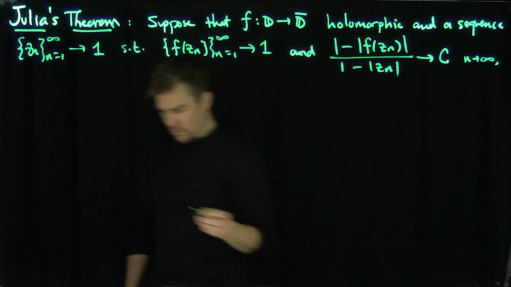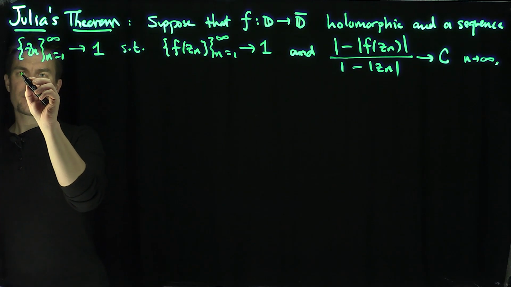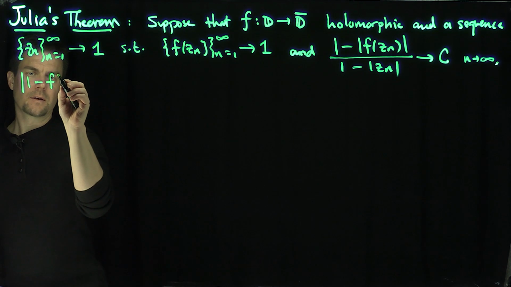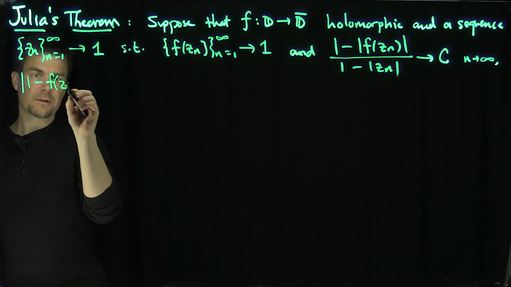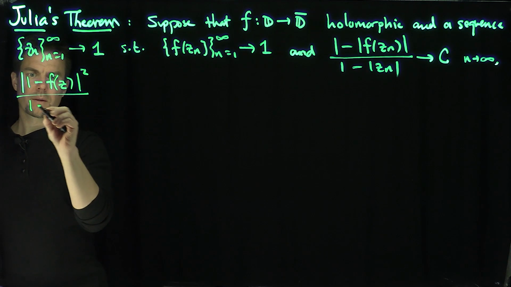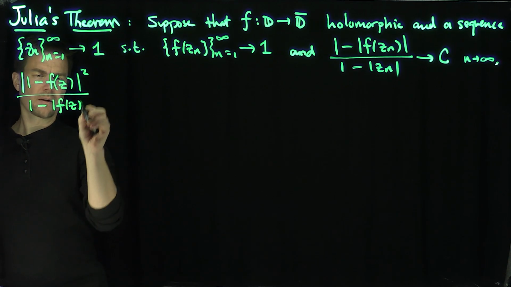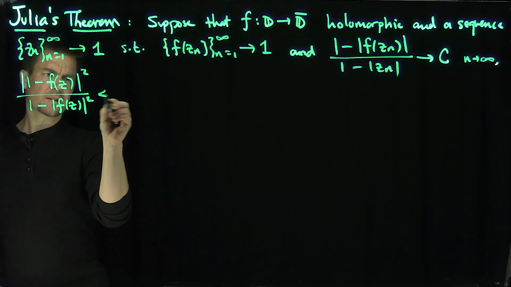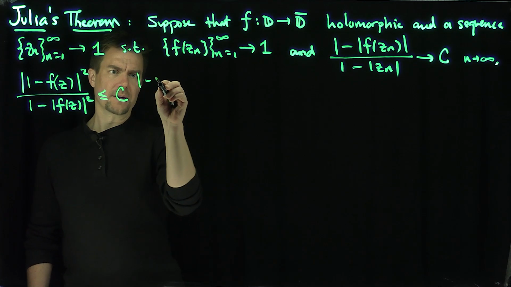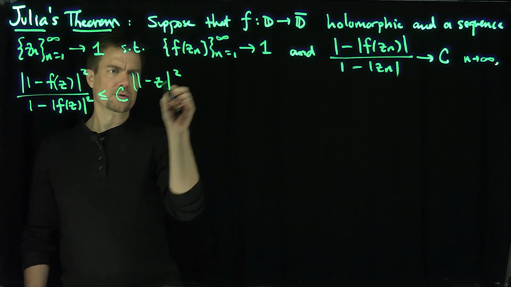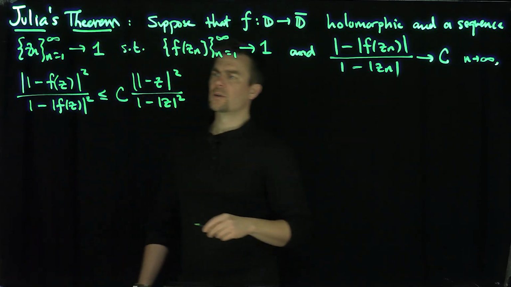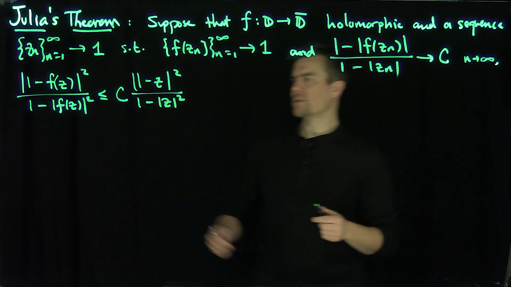Then we have the result of Julia, which says that modulus 1 minus f of z squared over 1 minus modulus f of z squared is less than or equal to this constant c times modulus 1 minus z squared over 1 minus the modulus of z squared. So it takes a linear inequality and turns it into this quadratic one.